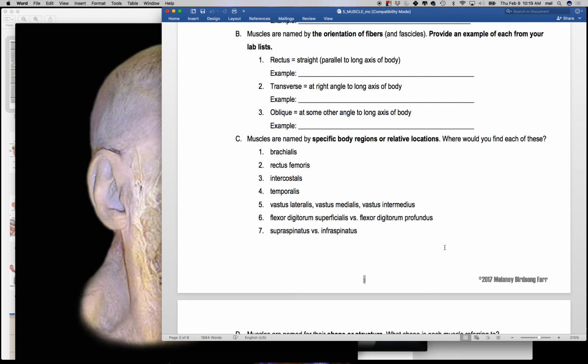Okay, and then supraspinatus versus infraspinatus. That's trying to tell you something about the relationship of those two muscles. Supraspinatus is where? Above the what? Spine of the scapula. And the infraspinatus is? Below the spine of the scapula. Okay, now, let me reinforce to you the reason that we made you learn all of those bone markings. Because the supraspinatus originates on the what?